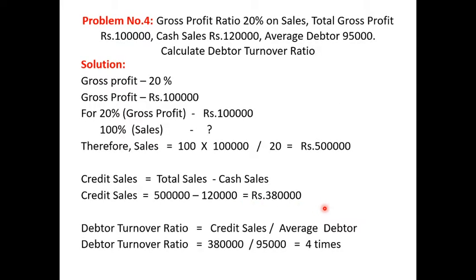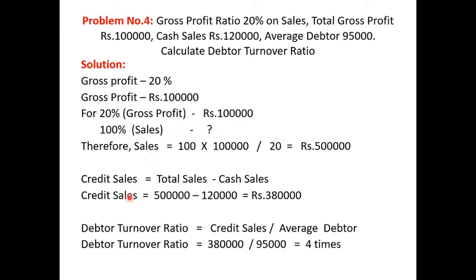Next, fourth problem. Gross profit ratio 20% on sales. Total gross profit 1 lakh. Cash sales is given. Average debtors is also given. Calculate debtor turnover ratio. So, gross profit 20%. Gross profit amount is also given. For 20% gross profit 1 lakh means for 100% sales how much? Sales is rupees 5 lakh.